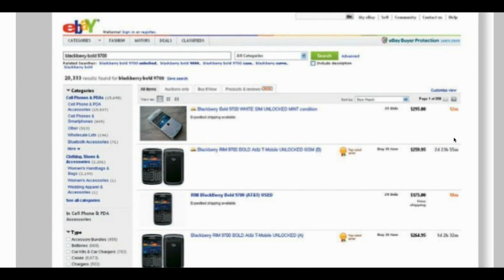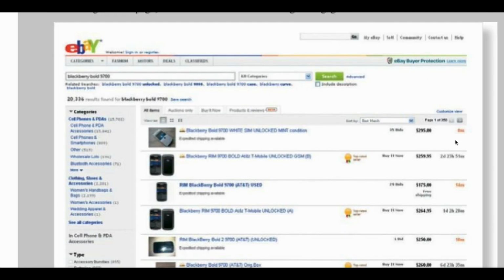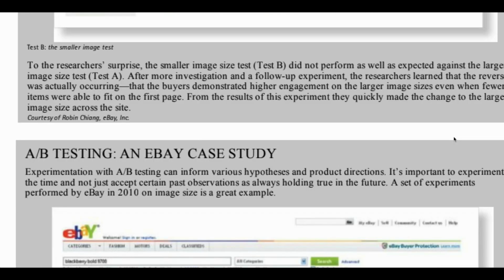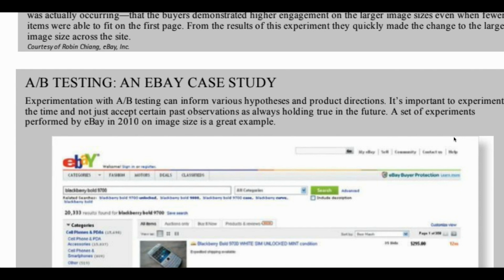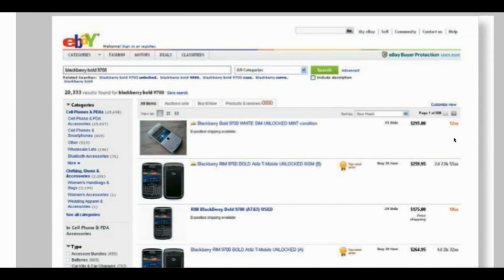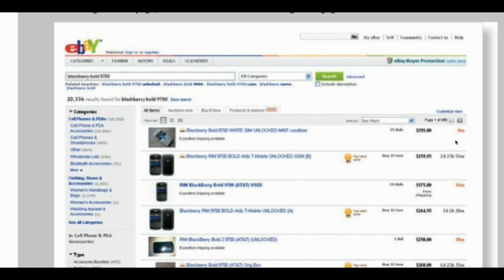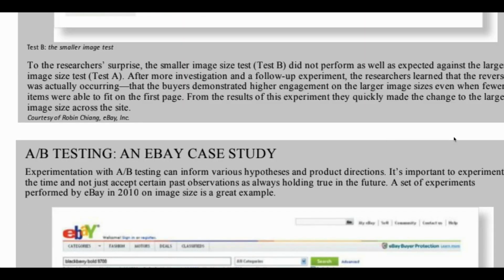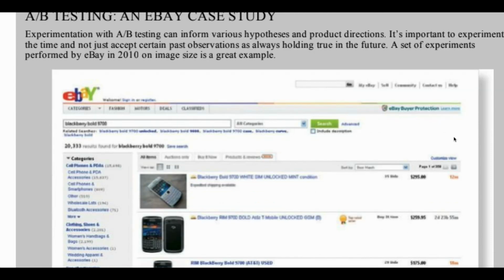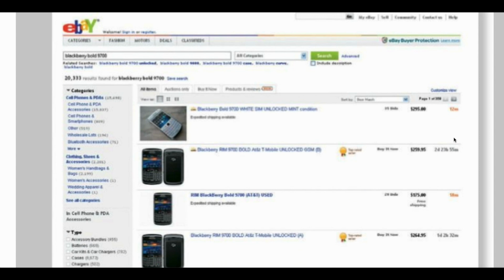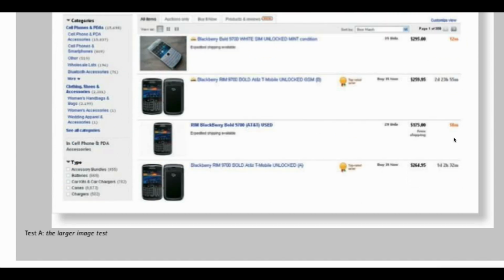Finally, in conclusion, to the researchers' surprise, the smallest image size, test B, did not perform as well as expected against the larger image size. After more investigation, for the next experiment, the researchers ran the reverse, and it was actually confirmed that the buyers demonstrated higher engagement with the larger image size even when fewer items were able to fit on the first page of the results. In this experiment, they quickly made the change to larger images across the site.